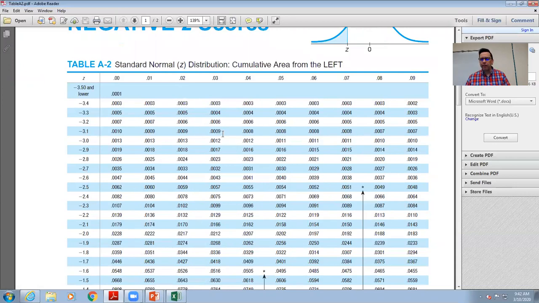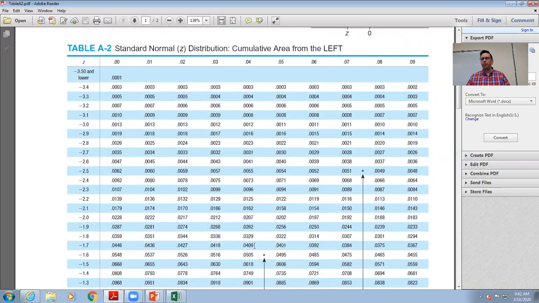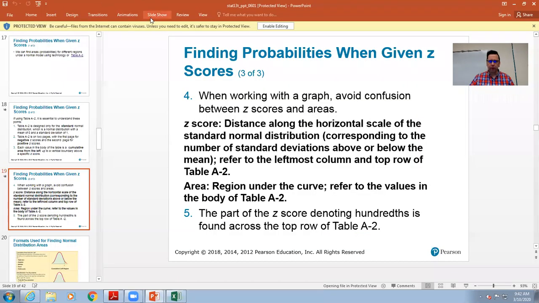All of these numbers inside the table are areas. So there's a couple different kinds of problems. Most of the time you're starting with a z-score and looking for an area. But sometimes you're looking for an area and trying to trace it back to the z-score. So when you get to that kind of problem, you have to find the area inside the table and figure out what z-score it goes with. This will make a lot more sense when we do some examples. And those should be coming up pretty quick here.